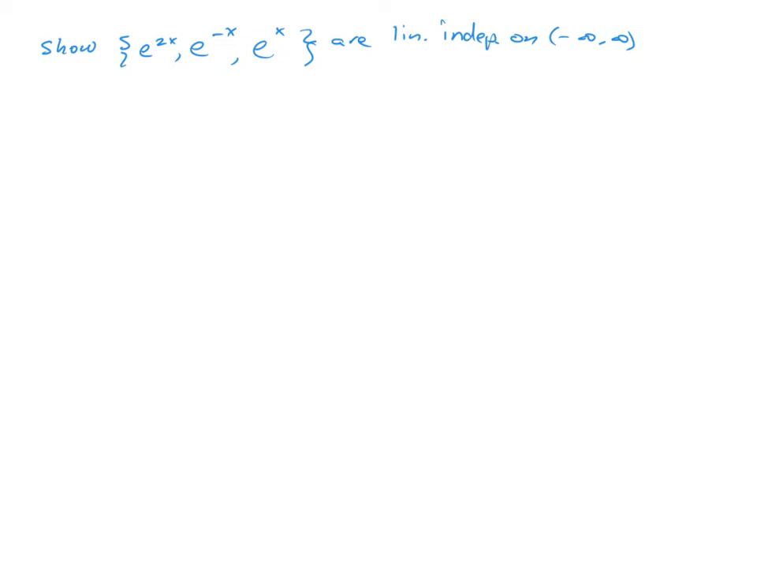Okay, so for this problem, we want to show that the set of functions is linearly independent. And there's two different ways to do that. The first way would be to form a linear combination of the form c1 e to the 2x plus c2 e to the negative x plus c3 e to the positive x, and then argue that this is equal to 0, which happens only if c1, c2, and c3 are equal to 0.